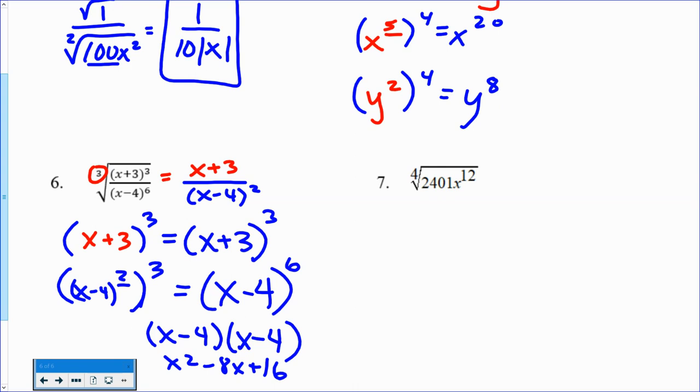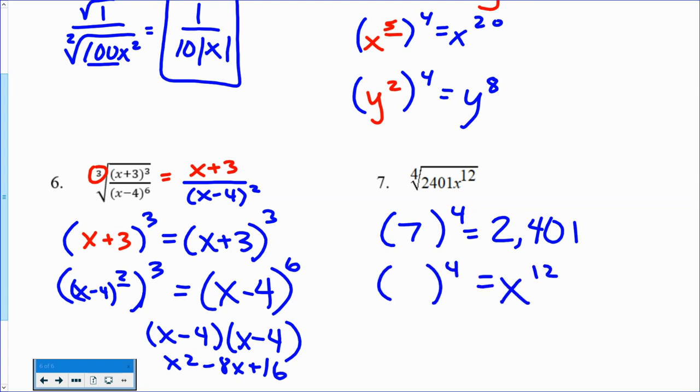With number 7, you're looking for what to the 4th power gives you 2,401. That would be 7. What to the 4th power gives you x to the 12th? That would be x to the 3rd. So we got 7, x to the 3rd. I started out with an even root, so then I have an odd power. I'm going to need absolute values around that variable with the odd power.